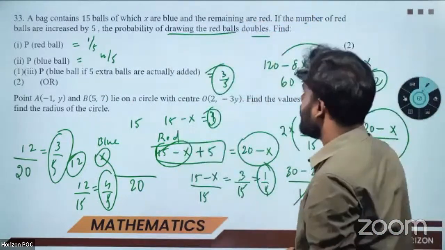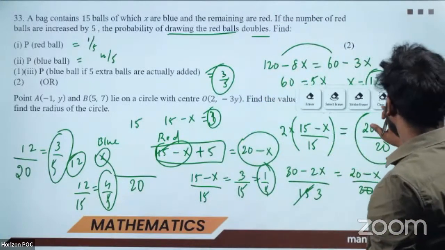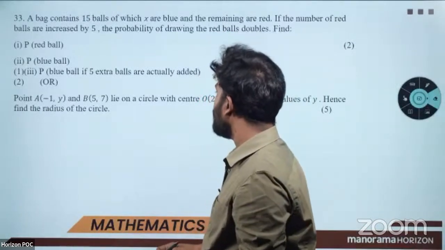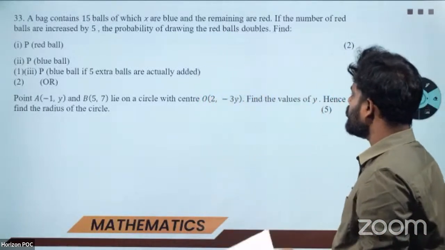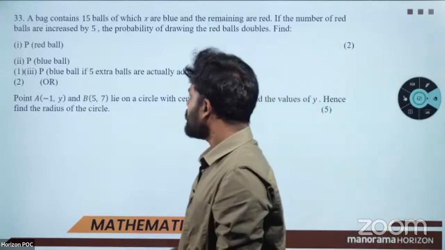First question in that. There is an OR question also. What is our question? Points A(minus 1, y) and B(5, 7) lie on a circle with center O, that is (2, minus 3y). Find the values of y and hence find the radius of the circle. Okay, so that is the question.